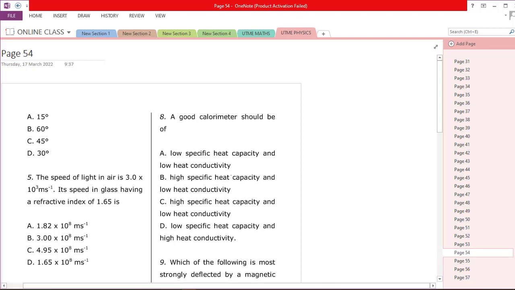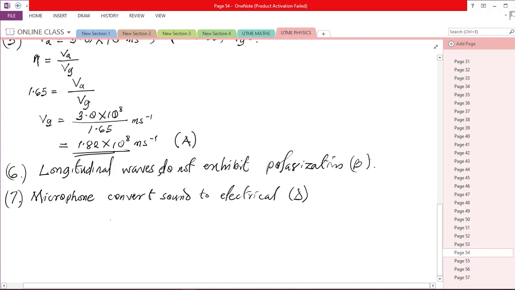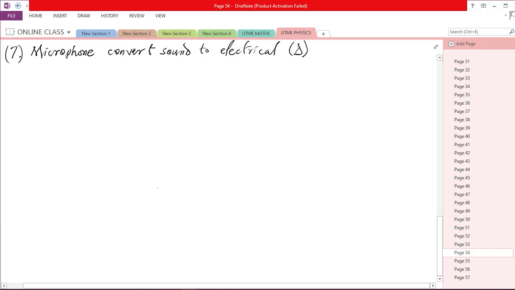We have high specific capacity and low heat conductivity. C is high specific capacity and low heat conductivity, while D is low specific heat capacity and high heat conductivity. Okay, now how you get this answer, I will lead you to the answer, don't worry. Number 8 in this case.